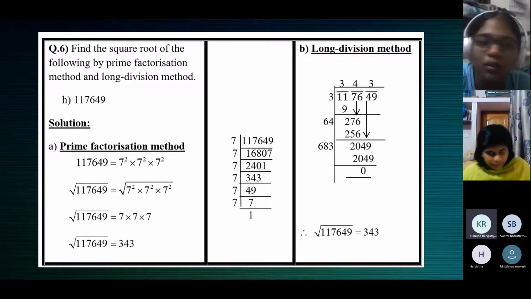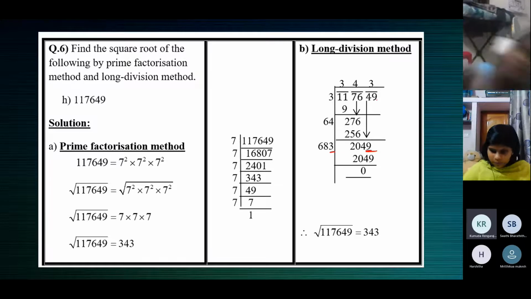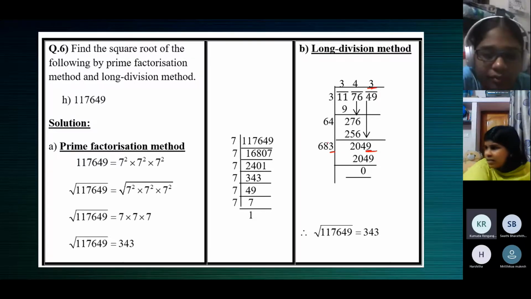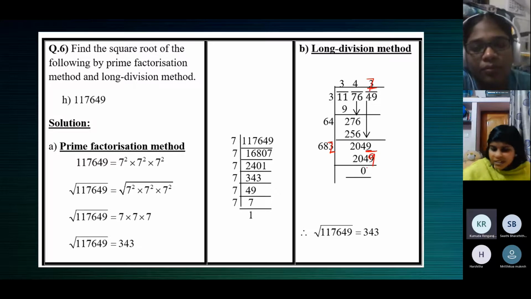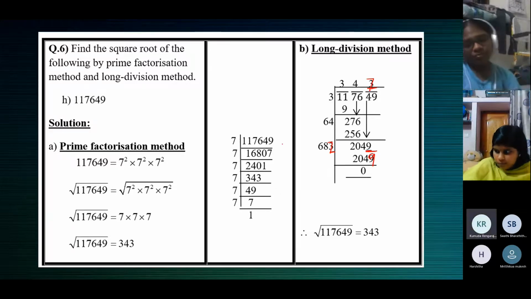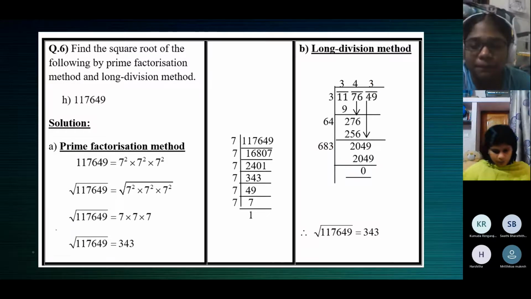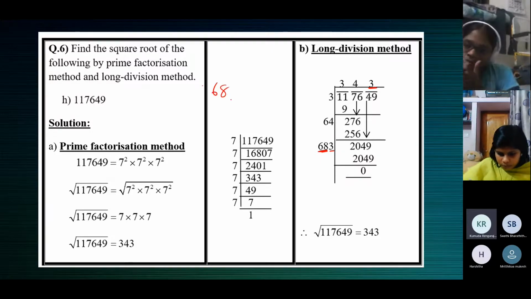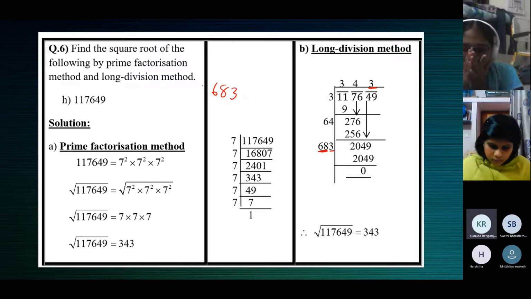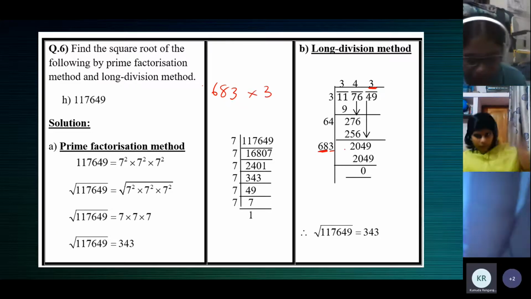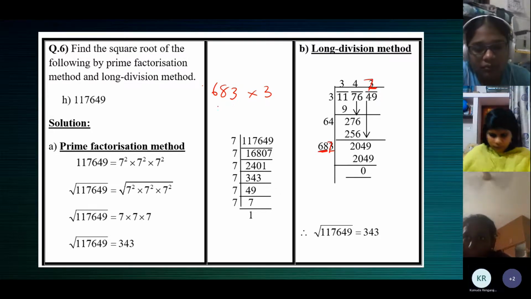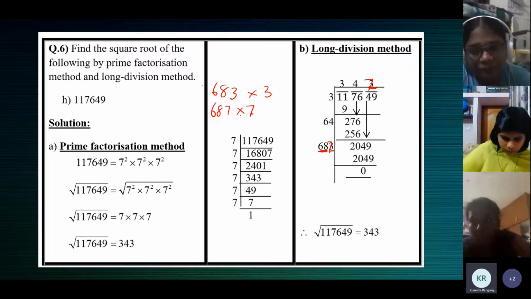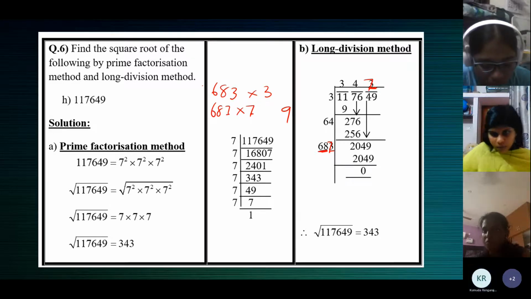So here, if you have to get a 9 in the ones place, it's 3 3s are 9 or 7 7s are 49. You will already have 68 here. Whatever digit you place here, you will have to place the same digit here. So if you write a 3, then it will be 3 here also. So it will be 683 into 3, or 687 into 7. Because 7 sevens are 49, you'll get a 9 here. Or 3 threes are 9.